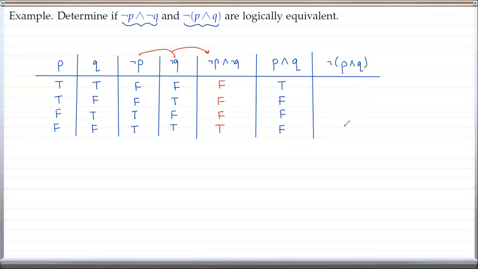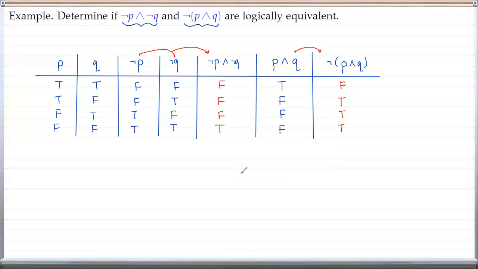Now, finally, we can get this last column. This column will be simply the negation of this column, P and Q. So negation of true is false. Negation of false is true. Then this one will also be true, and true.